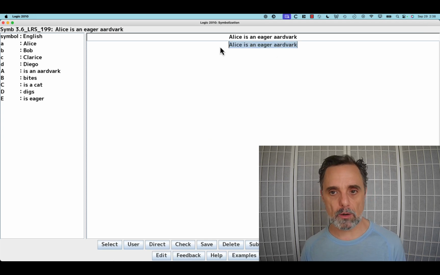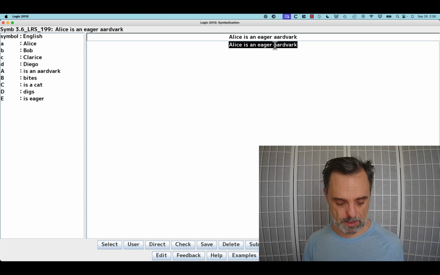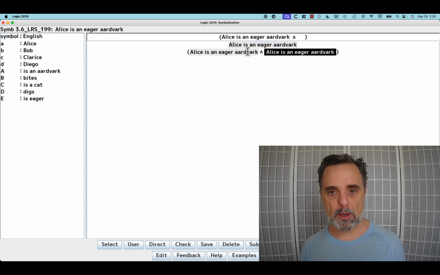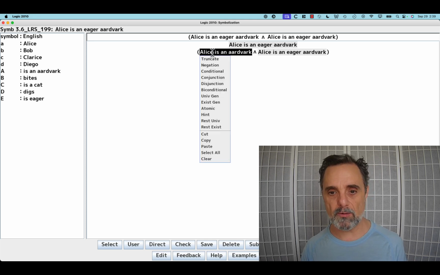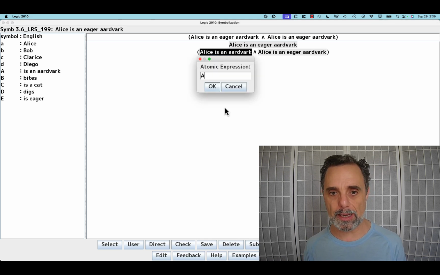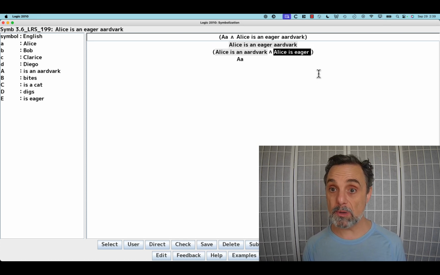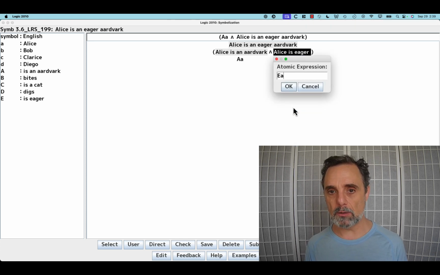Alice is an eager aardvark. Well, what does this tell us? It tells us two things. Alice is eager and Alice is an aardvark. So again, it's a conjunction. Order doesn't matter. We'll say Alice is an aardvark over here. We've gotten very familiar with Alice is an aardvark, big A, little a. Alice is eager. That will be, okay, is eager is big E, Alice is little a. So we'll have atomic big E, little a.